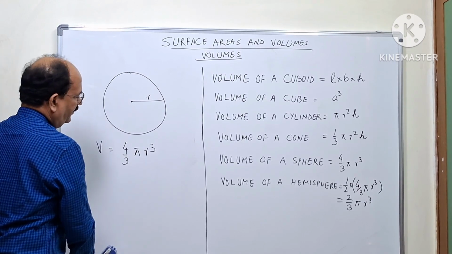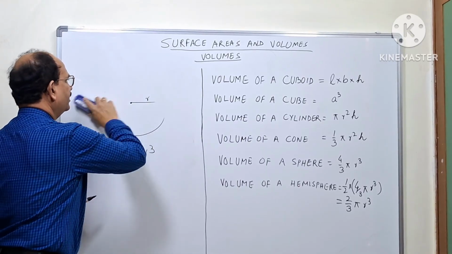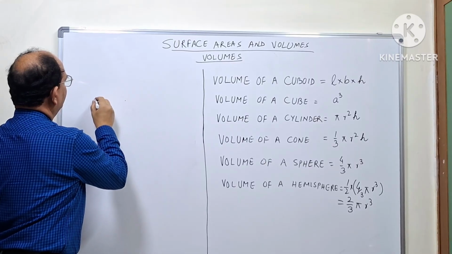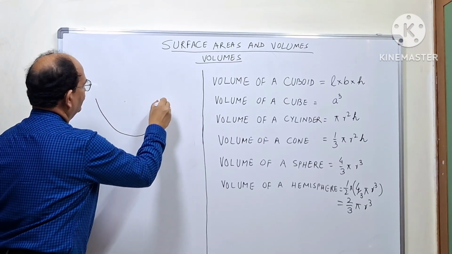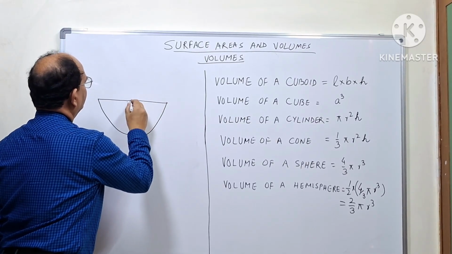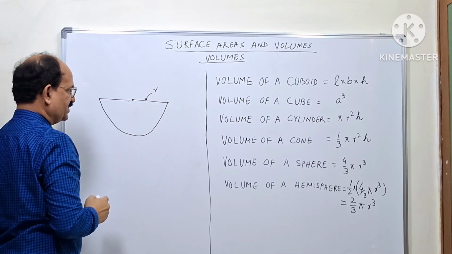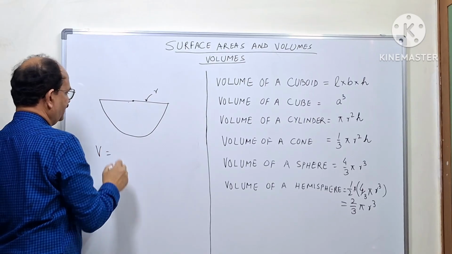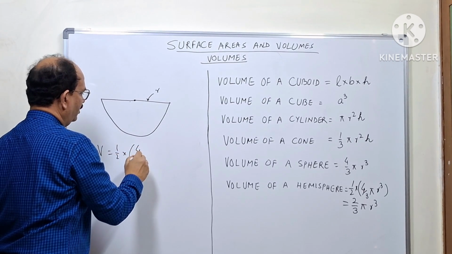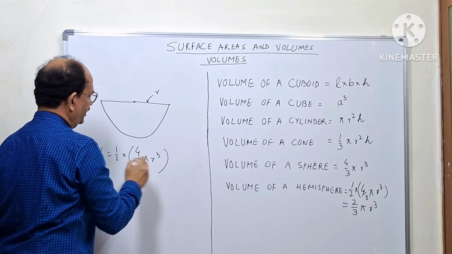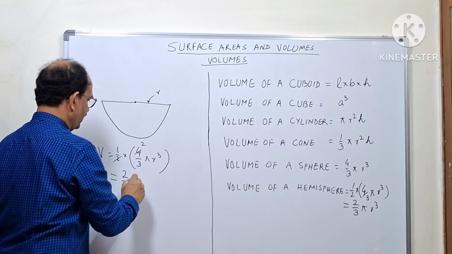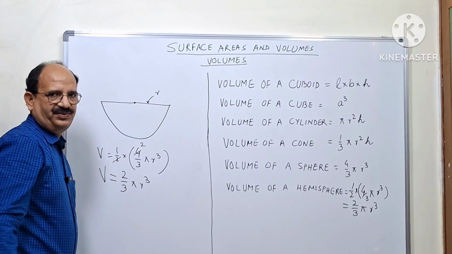Okay. If it is a shape of a hemisphere, then it will be appearing like this, with this becoming the center, and this is the radius of the hemisphere, and then the volume of the hemisphere will be equal to, because it is a hemisphere, half of the sphere, so it will be half into the volume of the sphere, which is equal to 4/3 pi r cube, and therefore this becomes 2/3 pi r cube. That is the volume of the hemisphere.